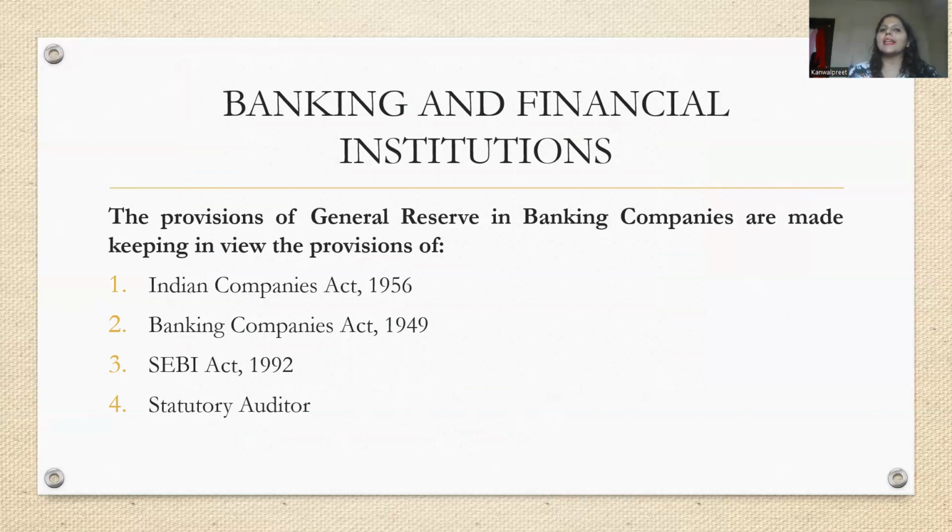Now, next question is from banking and financial institution. The provisions of general reserve in banking companies are made keeping in view the provisions of. Okay, so if we are framing these provisions, they are under which act? Indian Companies Act 1956, Banking Companies Act 1949, SEBI Act 1992, Statutory Auditor. Okay, so provision of general reserve in banking companies. See, Banking Companies Act 1949 is the correct answer. This was an easy question. Tomorrow the question can be on the Indian Companies Act. We know now it is no longer 1956, it is 2013.